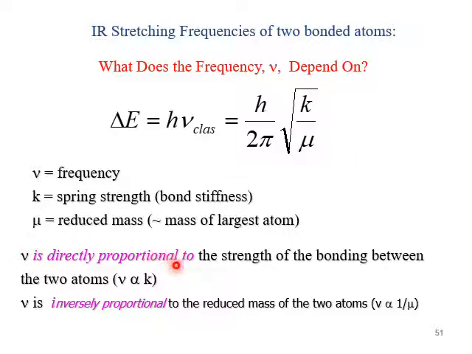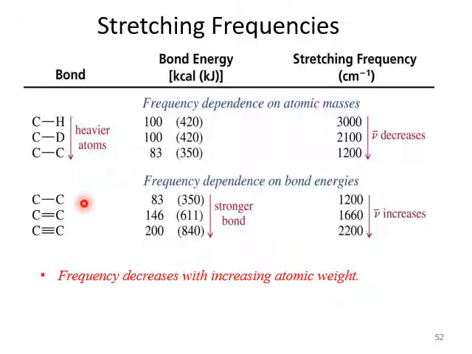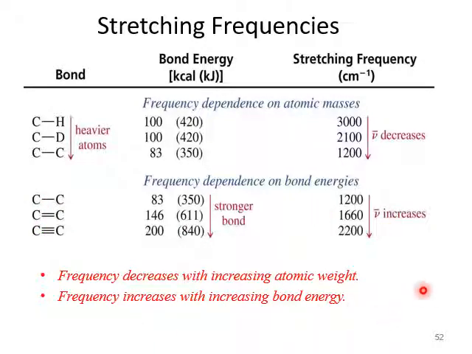So we can say that frequency is directly proportional to the strength of the bonding between the two atoms. So frequency is proportional to k. But frequency is also inversely proportional to the reduced mass of the two atoms, and that's by a square root. So some trends: as the atoms become heavier and as the bond between them gets stronger, frequency decreases with increasing atomic weight, right? From H to C, frequency decreases, and from a single bond to a triple bond, frequency increases. Right, frequency increases with increasing bond energy.